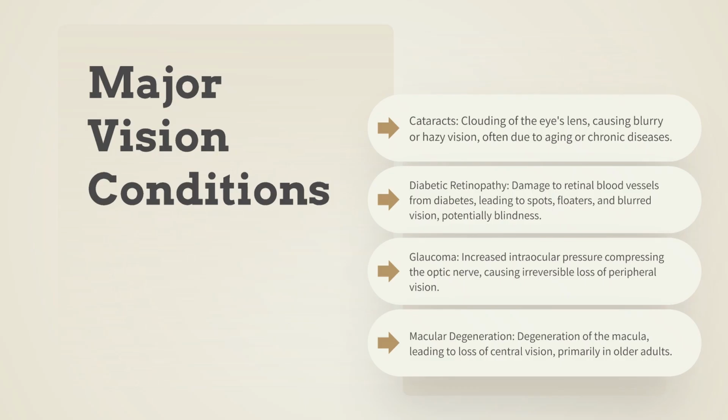Glaucoma is an increase in pressure in the eye that compresses the optic nerve, which causes irreversible loss of the vision to the sides. They'll still have that central vision, but they'll have no vision in their periphery.